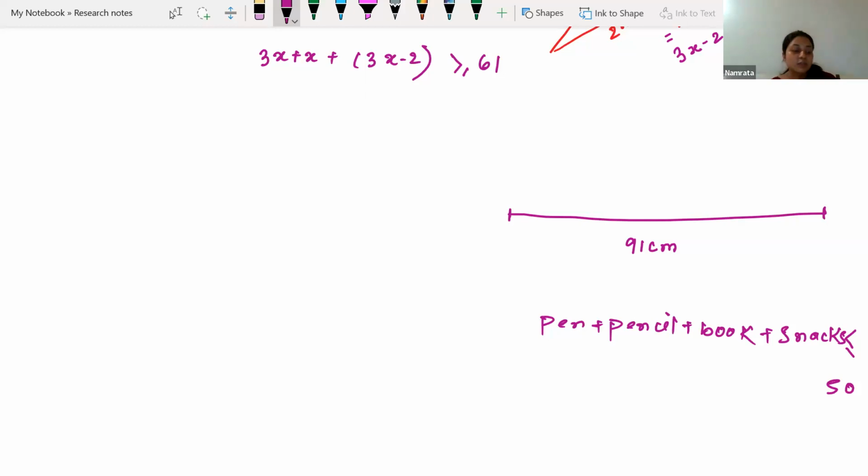Okay, so let's get back to the question. A man wants to cut three lengths from this single piece of board of length 91 centimeter. The second length is to be 3 centimeter longer than the shortest. Let's write the condition.